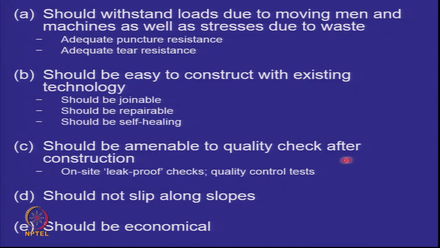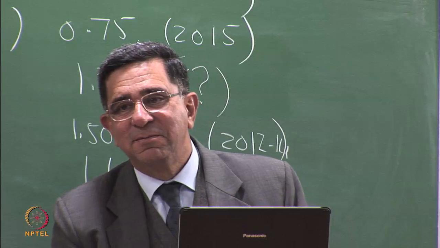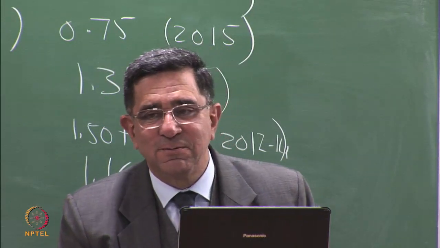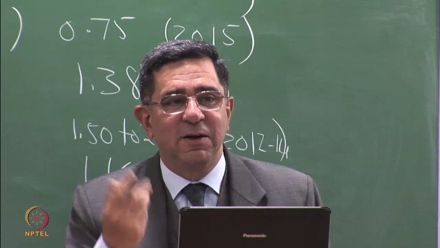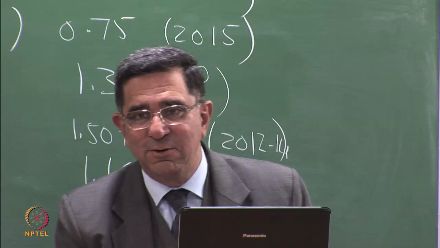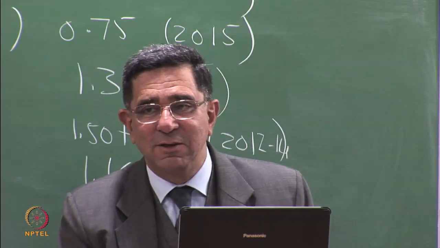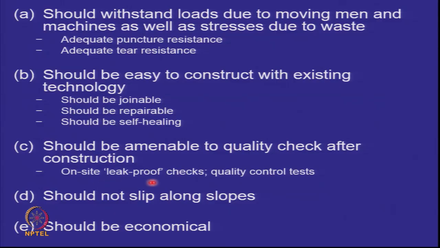It should be amenable to quality check after construction. You can always say, sir, I have made an impermeable barrier for you. I don't believe you. I want you to prove to me that it's leak proof. So if you have an overhead water tank, it's above the ground. If it leaks, you'll get to know. You'll fill it up with water. But if you have a liner below the ground, then you can't go under the liner to check the leakage. So it should have on-site leak-proof checks, quality control tests.